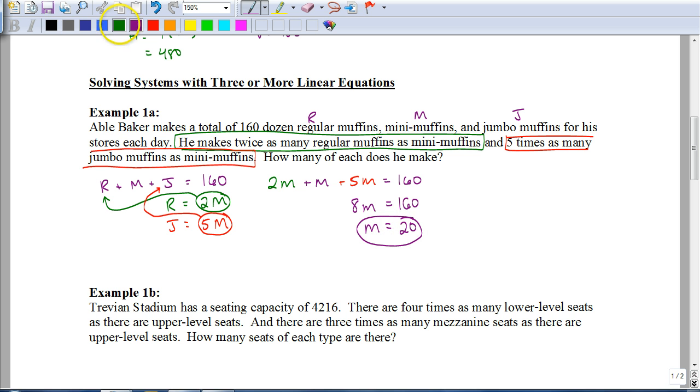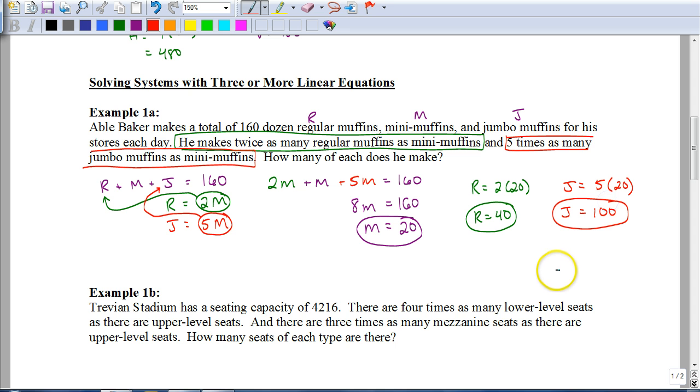So now to figure out how many regular muffins, we said that the regular muffins was twice as many mini muffins, so 2 times 20 means that we would have 40 regular muffins. And lastly, to figure out how many jumbo muffins there are, well, it's going to be 5 times as many of the mini muffins, so 5 times 20 means that we would have 100 dozen jumbo muffins. Let's add these together and make sure that equals 160. Sure enough, 100 plus 40 is 140, plus 20 would be 160. So together they make a total of 160 dozen muffins.